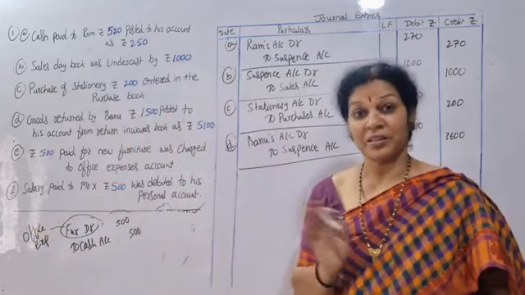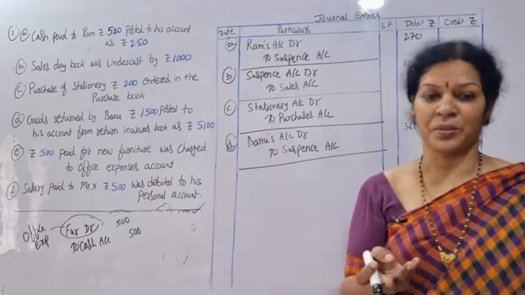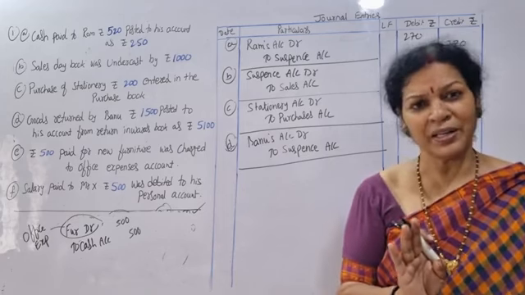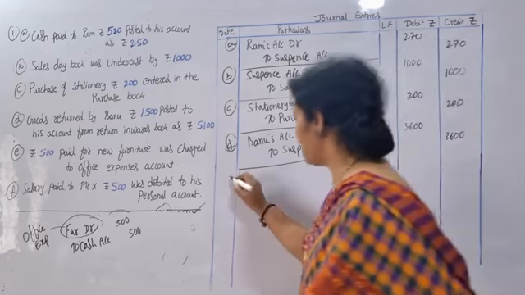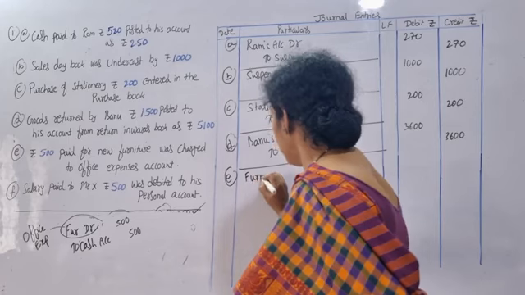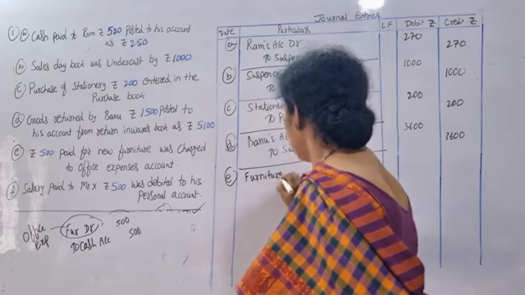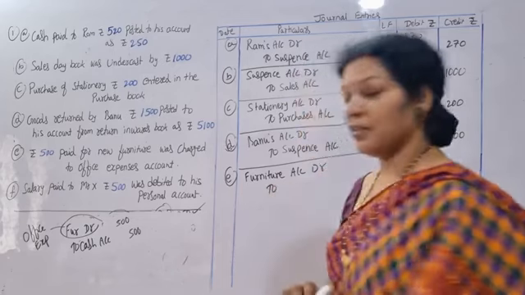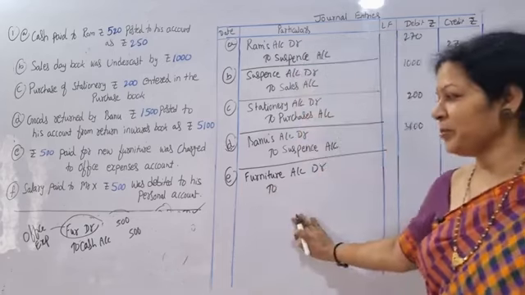Furniture is not taken; rather, they are writing office expenses. The furniture account is not written. What do we have to do? We'll write the rectification entry: furniture account debtor to, what to write on the credit side?